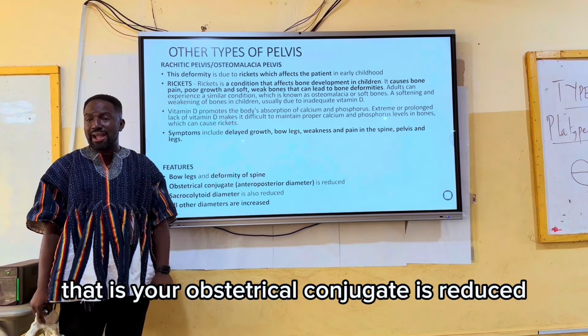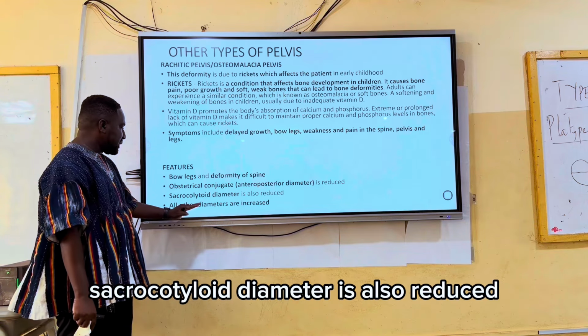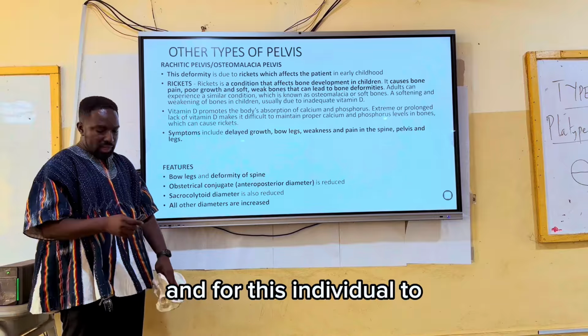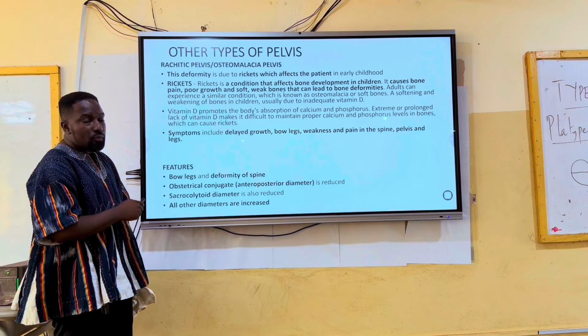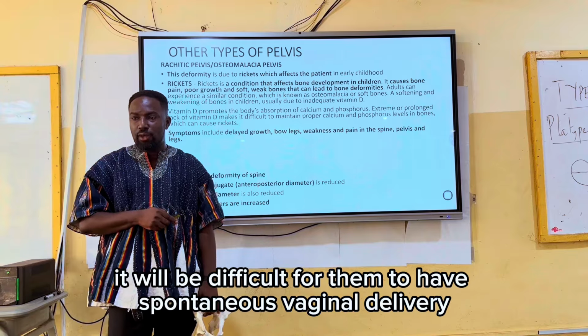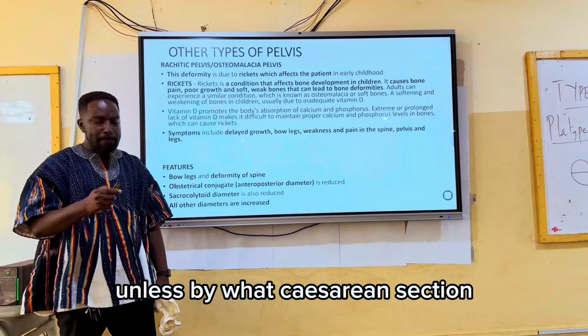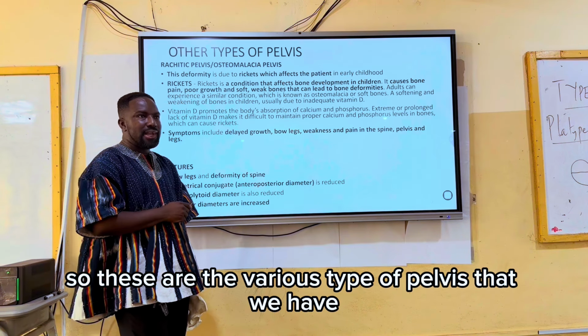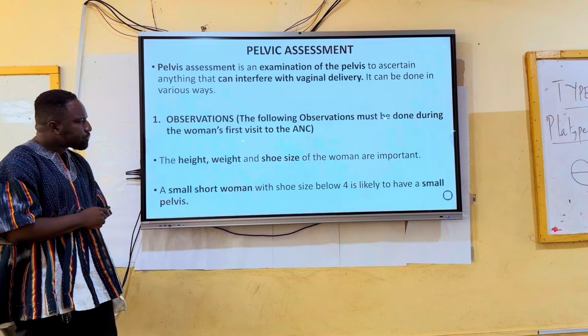That is, the obstetrical conjugate is reduced. Sacrocotyloid diameter is also reduced, and all other diameters are reduced. And for these individuals, it will be difficult for them to have spontaneous vaginal delivery unless by what? Caesarean section. So these are the various types of pelvis that we have and their effect on labor.